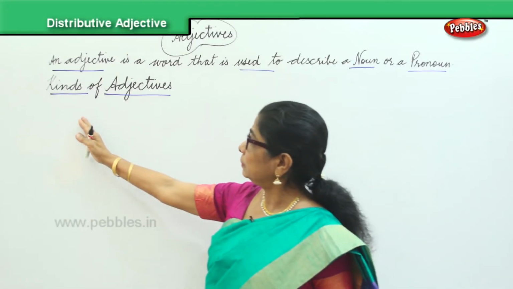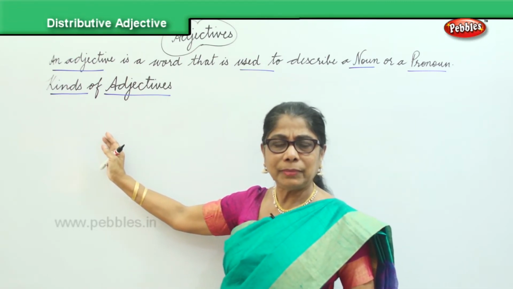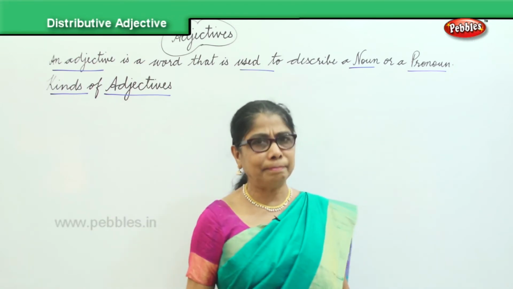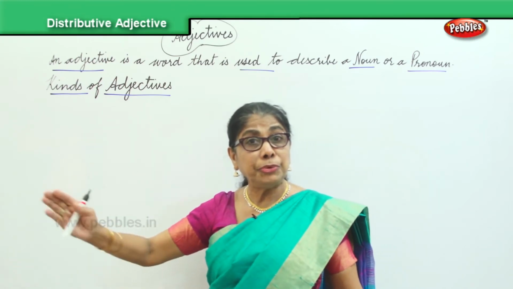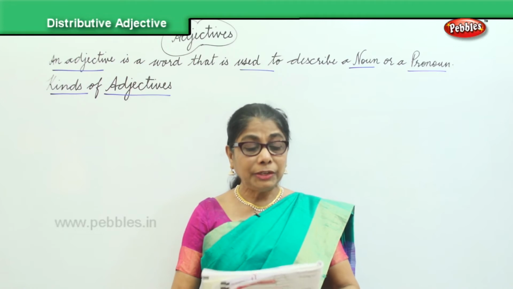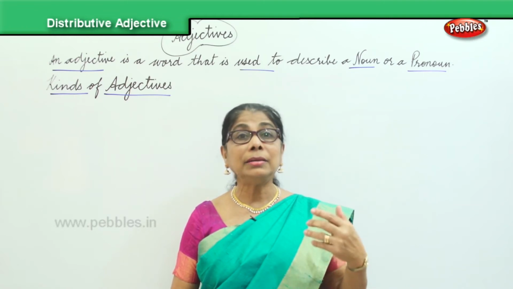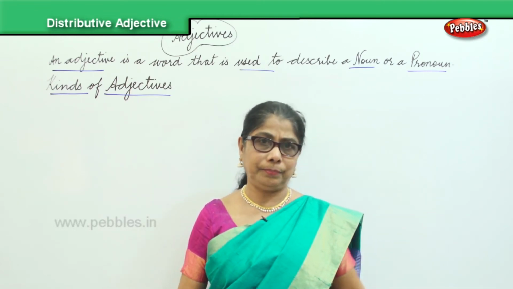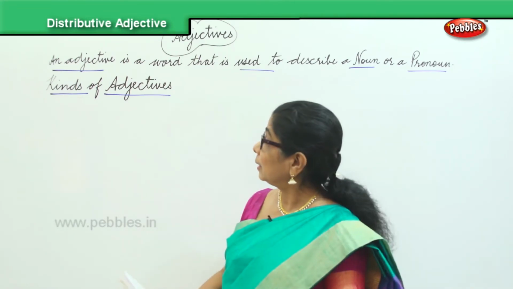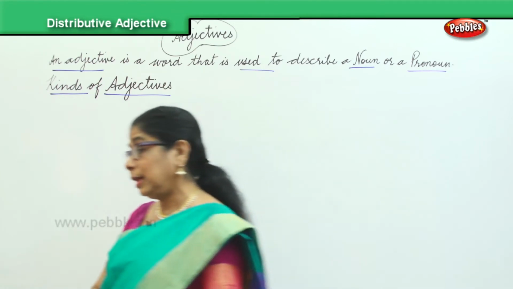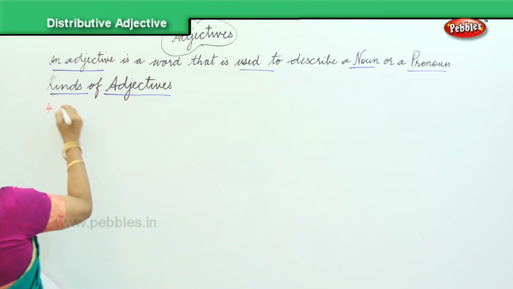So far we have done three kinds of adjectives. Adjectives of quality, quantity, adjective of number. Now we go to the fourth type of adjective, that is distributive adjective. A distributive adjective shows that persons or things are taken one at a time. Distribution, one at a time. Okay, so kinds of adjective. We do the fourth kind, that's a distributive adjective. That's the fourth kind.